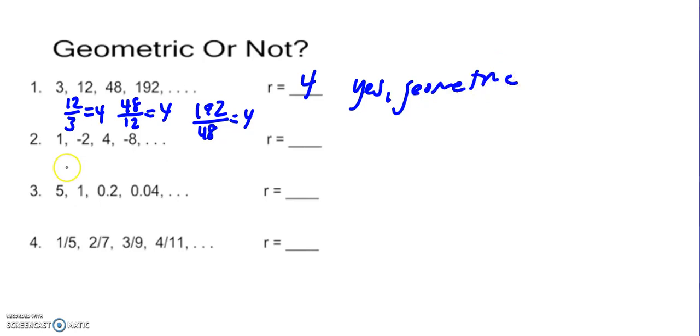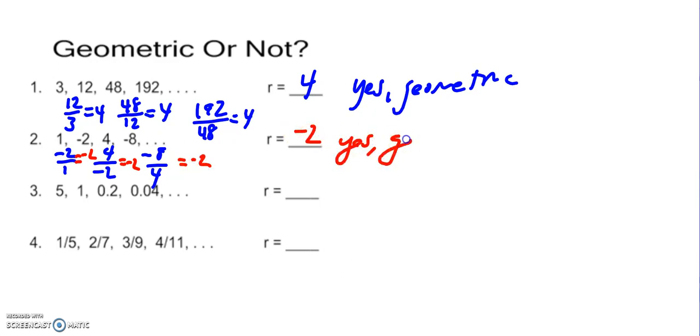Number 2, if I take the second term divided by the first, the third term divided by the second, and the fourth term divided by the third, all the consecutives, it looks like each time I get an answer of -2. So my common ratio is -2, and yes, again, we have a geometric sequence. Just notice I'm always taking the term afterwards and dividing it by the term right before.